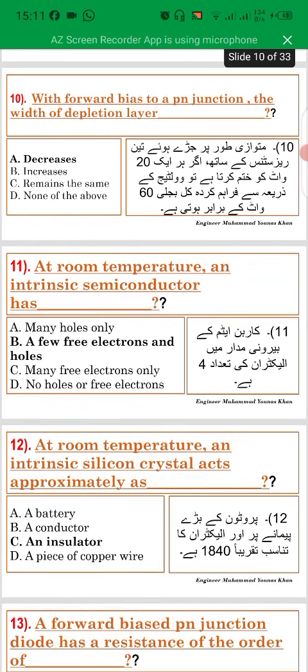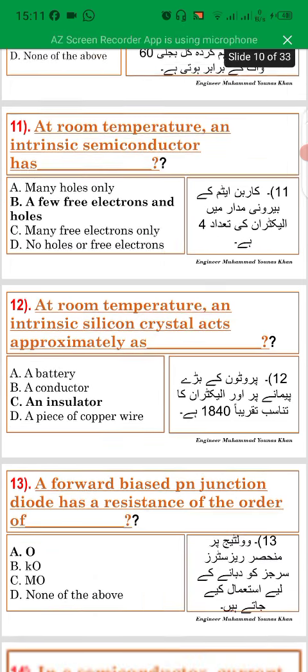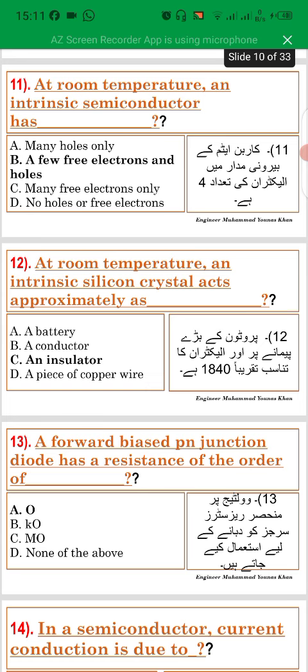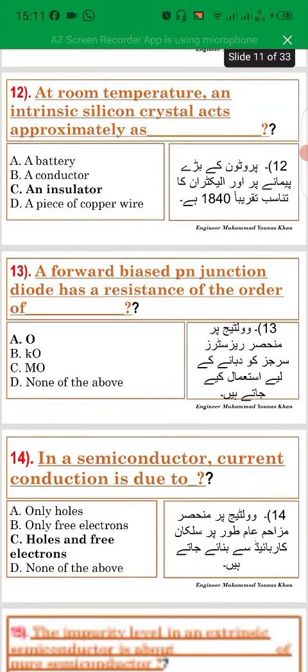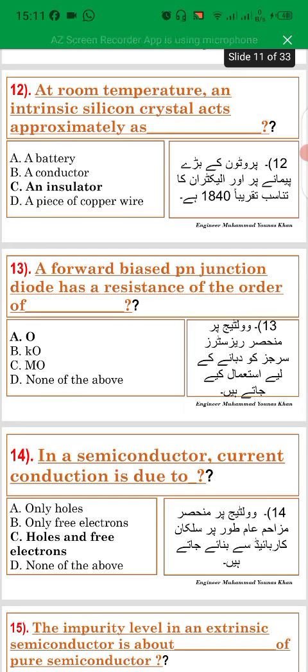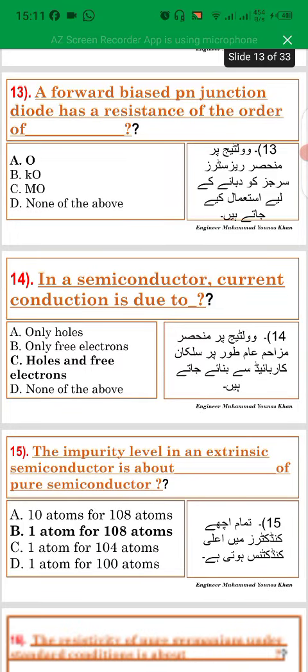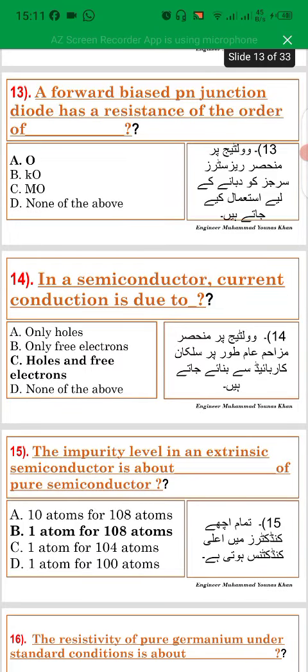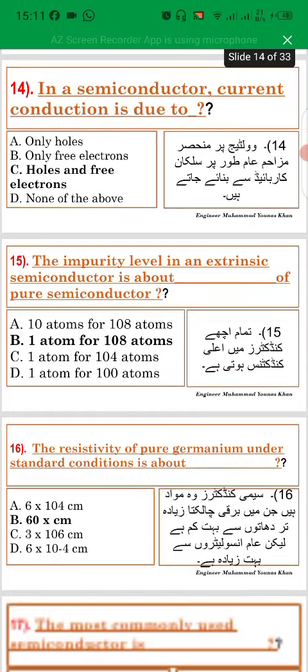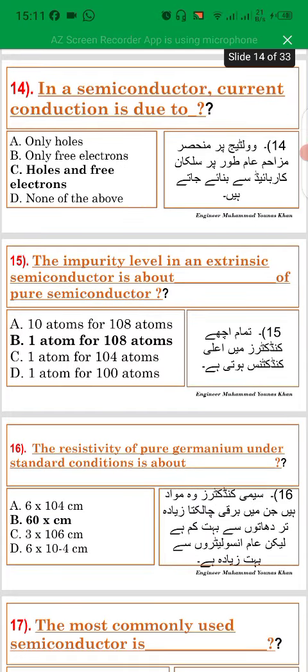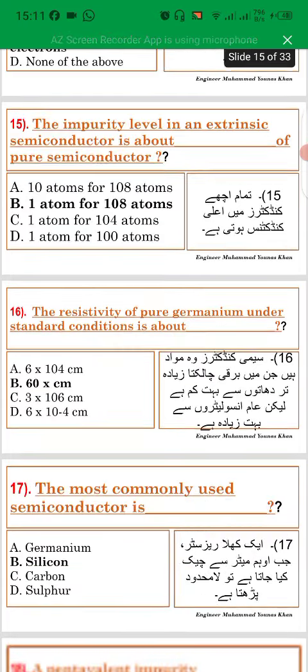With forward bias to a p-n junction, the width of depletion layer decreases. At room temperature, an intrinsic semiconductor has a few free electrons and holes. At room temperature, an intrinsic silicon crystal acts approximately as an insulator. A forward bias p-n junction diode has a resistance of the order of 0 ohms. In a semiconductor, current conduction is due to holes and free electrons.